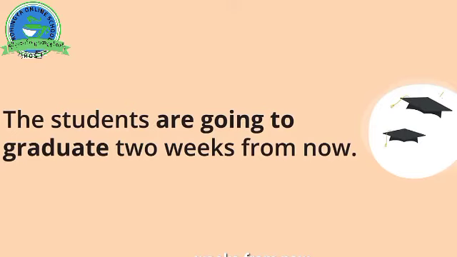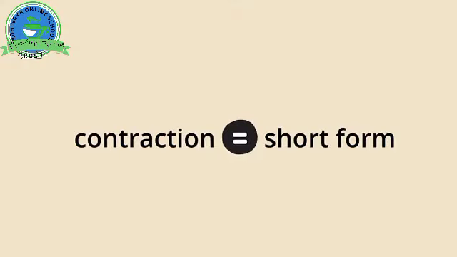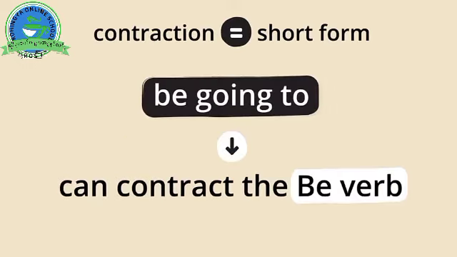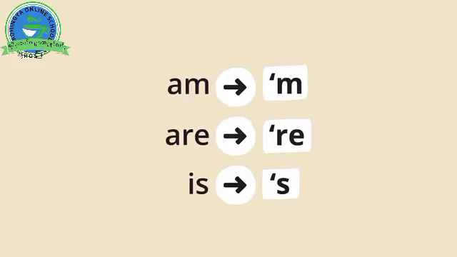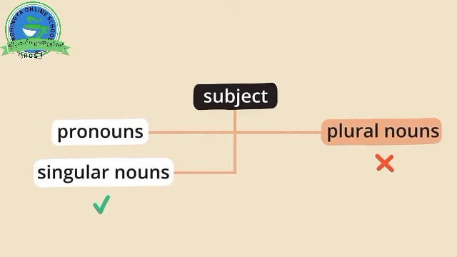A contraction is a short form of a word. When we use be going to, we can contract the verb. The contraction for am is I'm. We can contract the verb with subject pronouns. We sometimes contract the verb with singular subject nouns, and plural nouns.